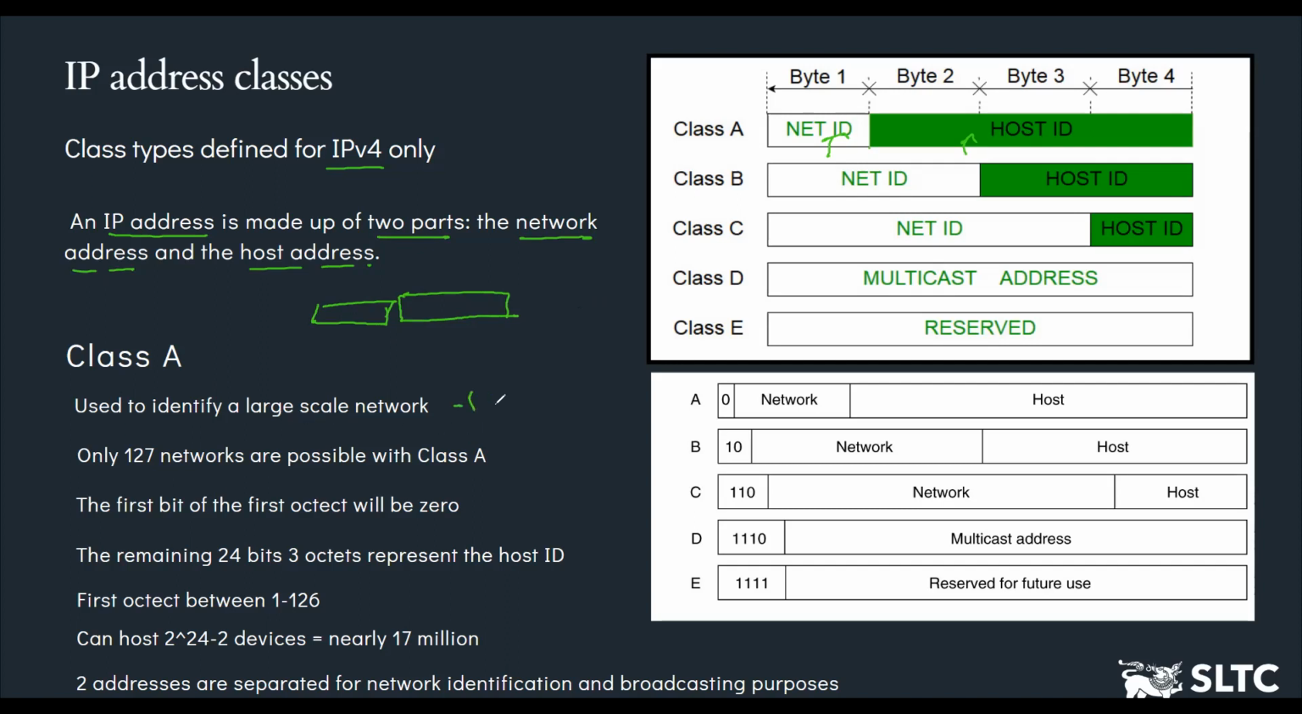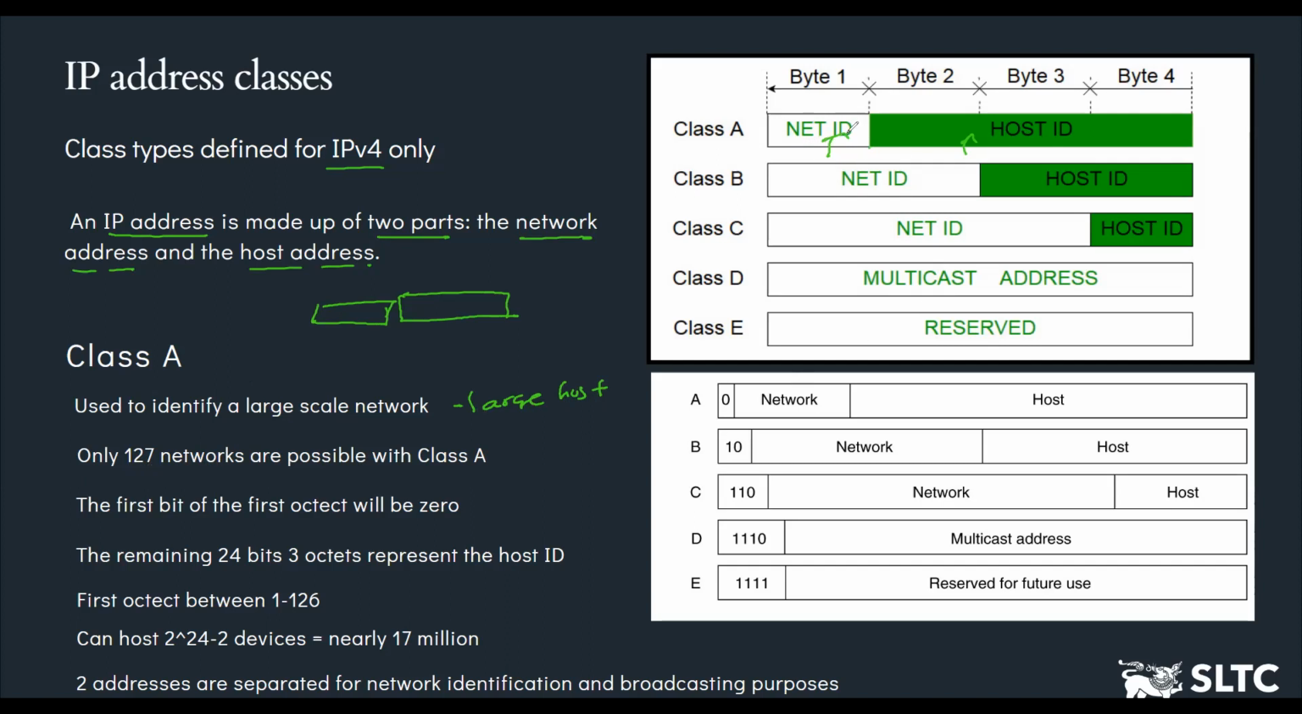Large scale means a large number of hosts, a large number of host devices. Right? When we have a large number of host devices connected to our network, for example, in a large company, it has a lot of host devices. So that company will take a class A address to give IP addresses to each of its devices. So a class A address will be allocated for a large company.